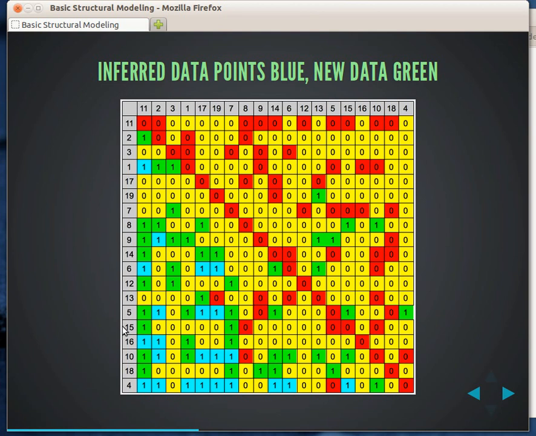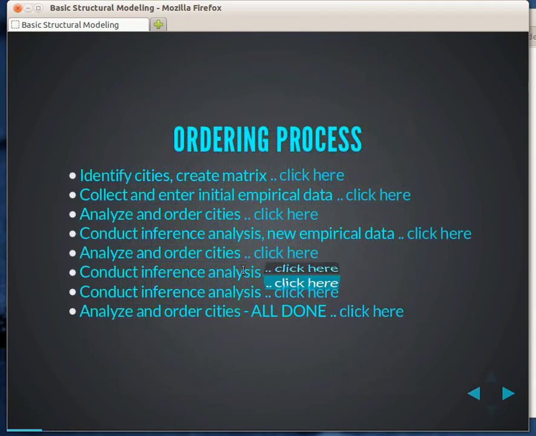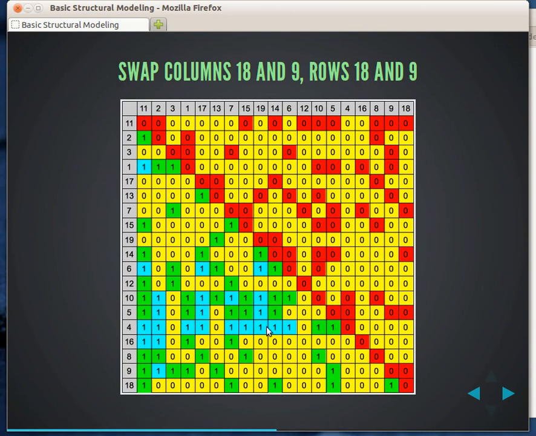So we now again have green ones in the upper triangular, and we'll want to order those by bringing those into the lower triangular section. So we'll go back again here, and then we'll analyze and order the cities like we did before. Now this is once we have the new set of inference ones in blue and the second set of empirical data, which gives us 50 data points all put together. And now we have those all in lower triangular form.